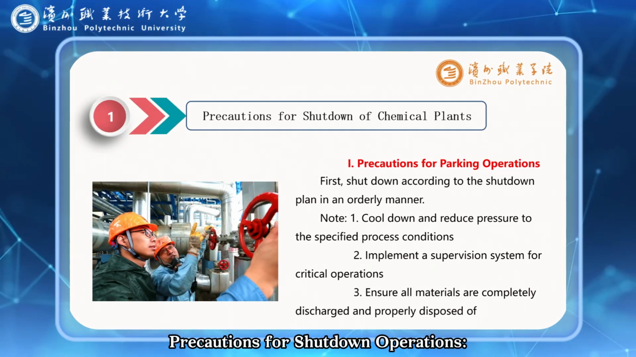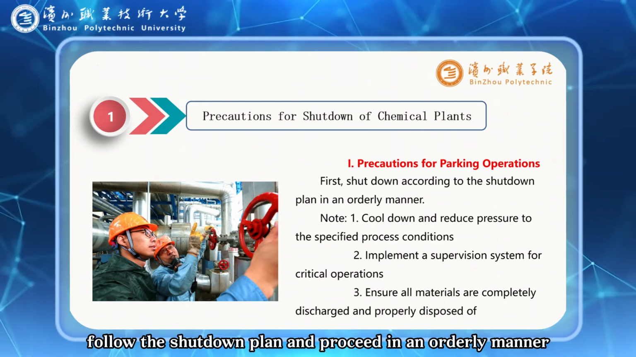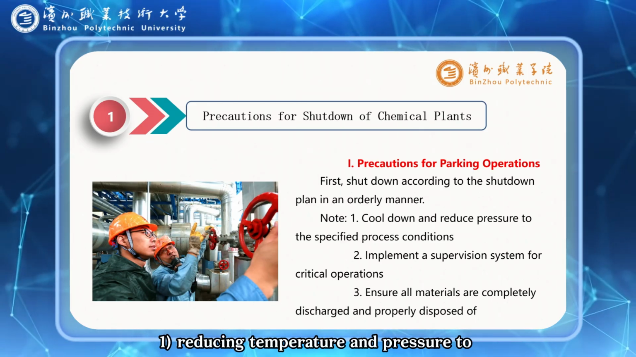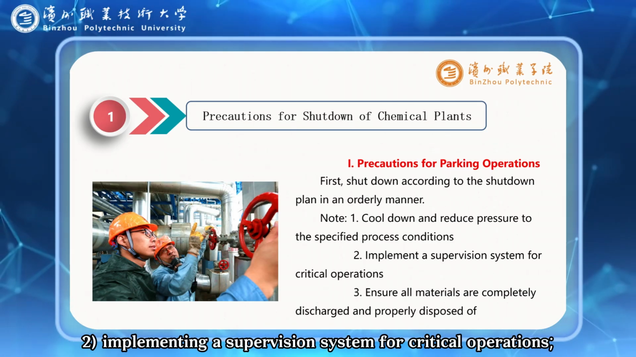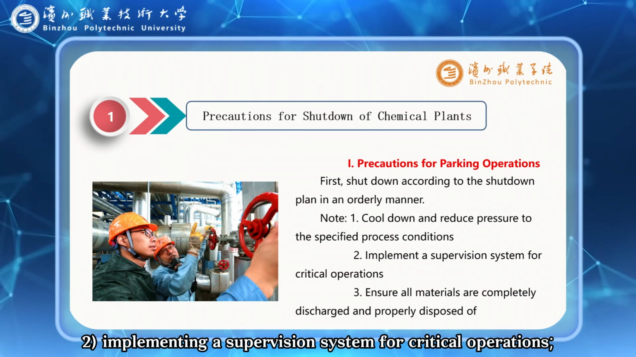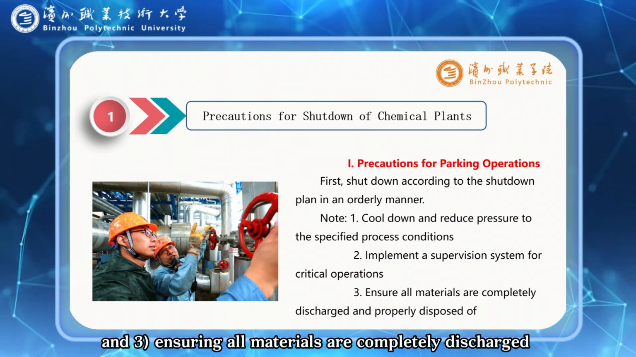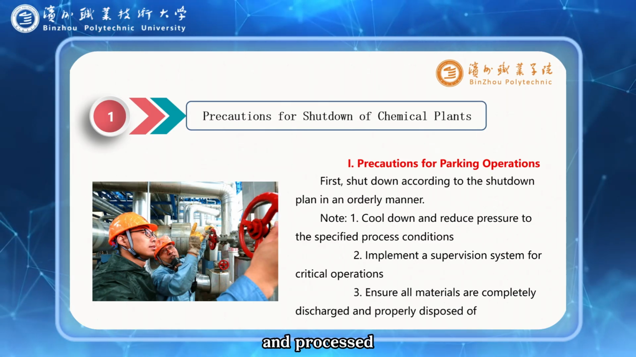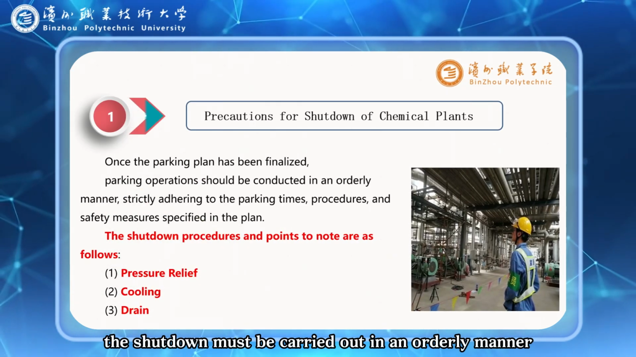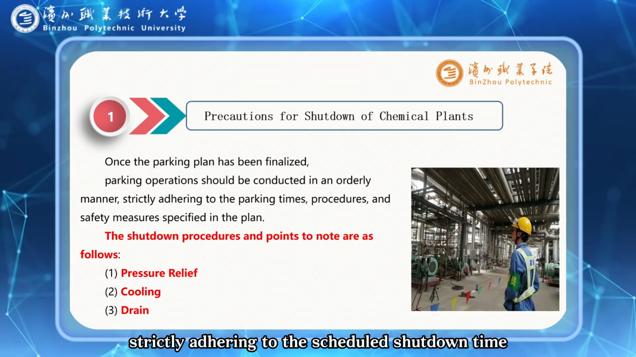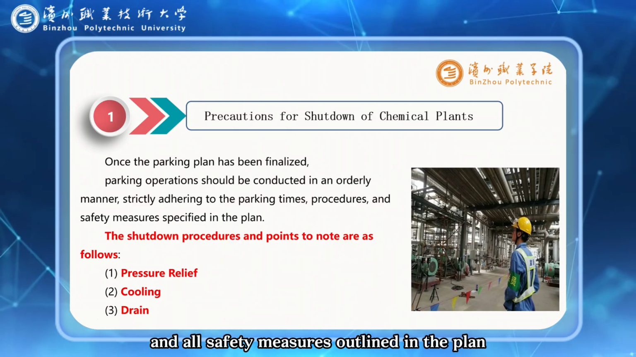Precautions for shutdown operations. First, follow the shutdown plan and proceed in an orderly manner. Pay attention to 1. Reducing temperature and pressure to the specified process conditions. 2. Implementing a supervision system for critical operations. And 3. Ensuring all materials are completely discharged and processed. Once the shutdown plan is finalized, the shutdown must be carried out in an orderly manner, strictly adhering to the scheduled shutdown time, procedures, and all safety measures outlined in the plan.